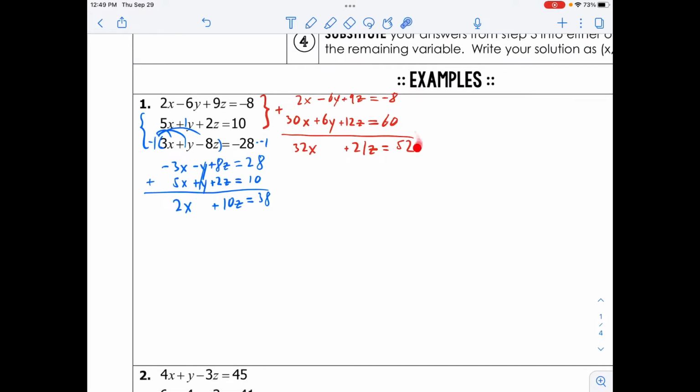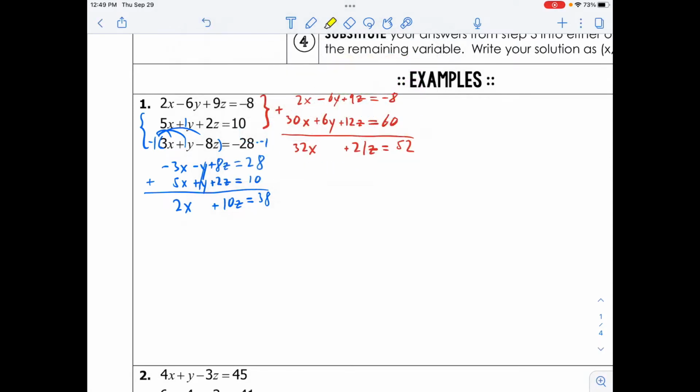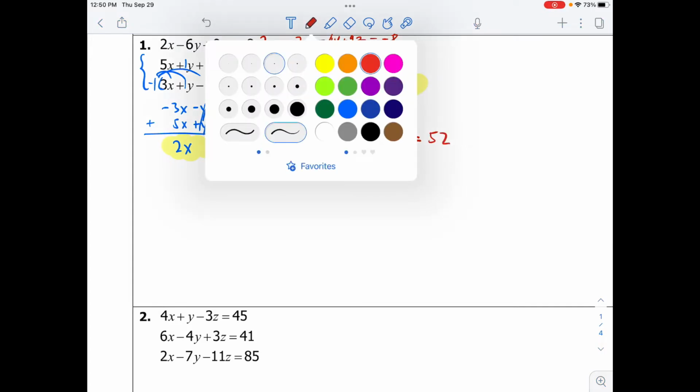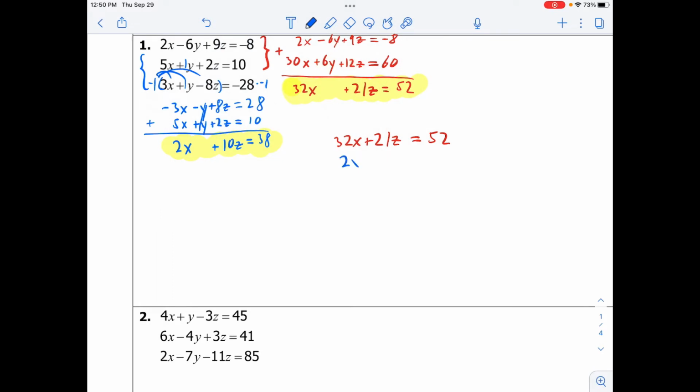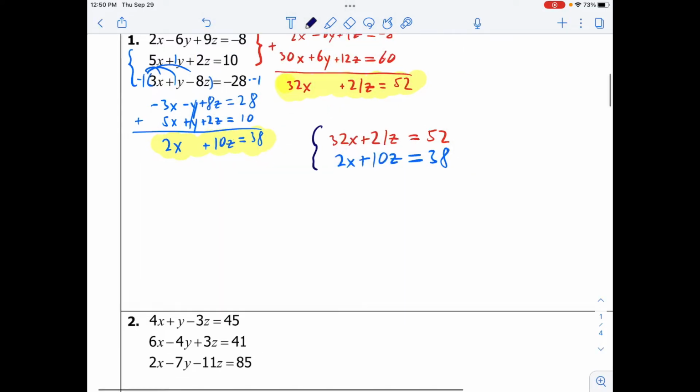All right, here's what's going on now. I'm going to take these two equations here now, right? Now I've got two equations with two unknowns, okay? Look what I've got now, guys. I have a system of two equations now, okay?